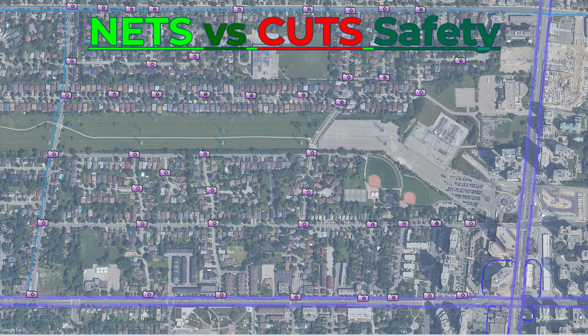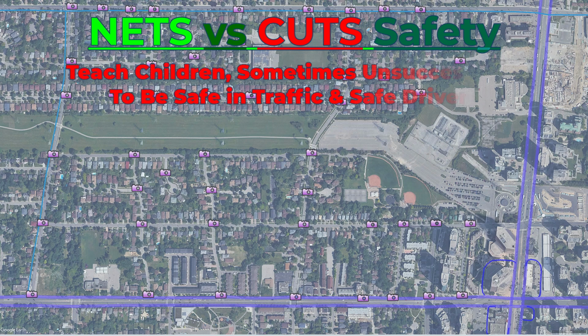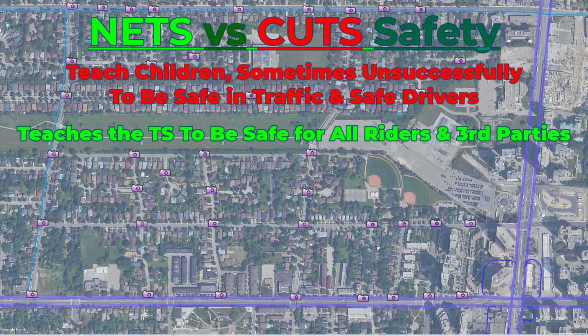In summary, LAN and WAN are able to avoid all vehicle-vehicle and vehicle third-party collisions. This is not just a quantitative but a qualitative difference with CUTS. No longer will children need to learn to be safe in traffic. NETS is a transportation system that has learned to be safe for its riders as well as all third parties.